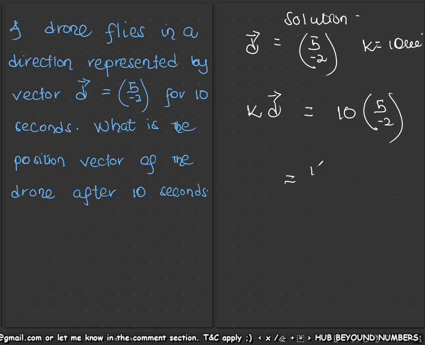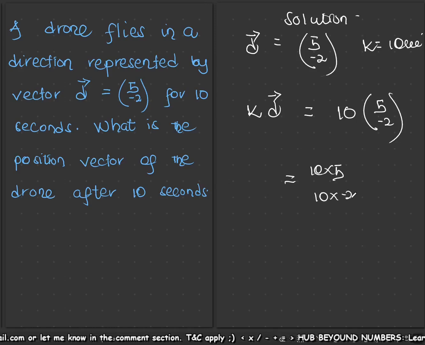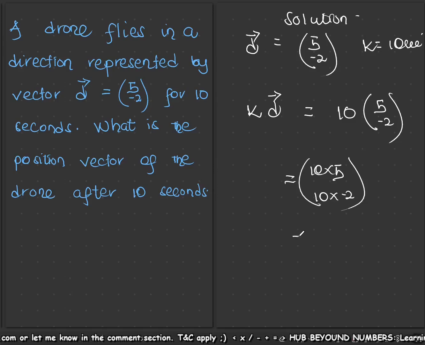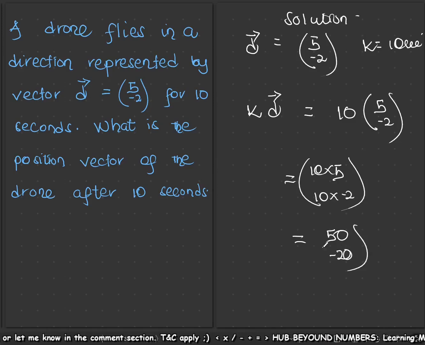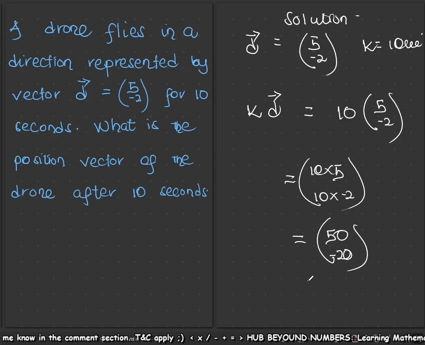Hence, evaluating it, we have 10 times 5 and then 10 times -2. And that gives us a 50, -20. And this here is the position vector of the drone after 10 seconds. That is 50, -20.